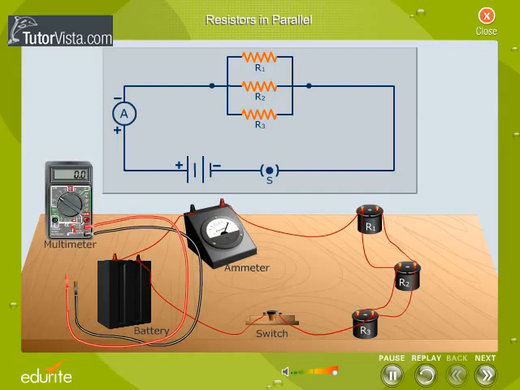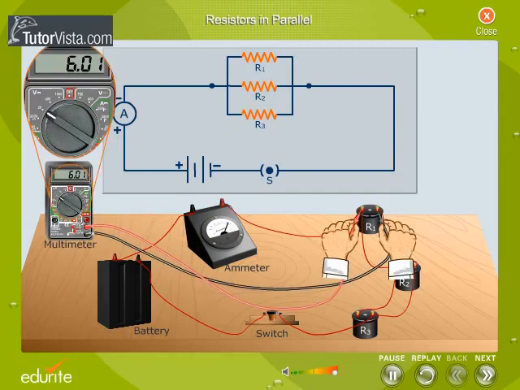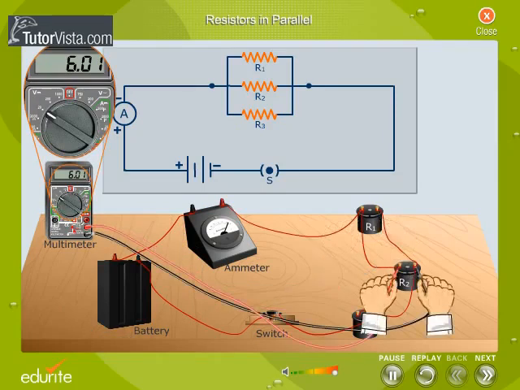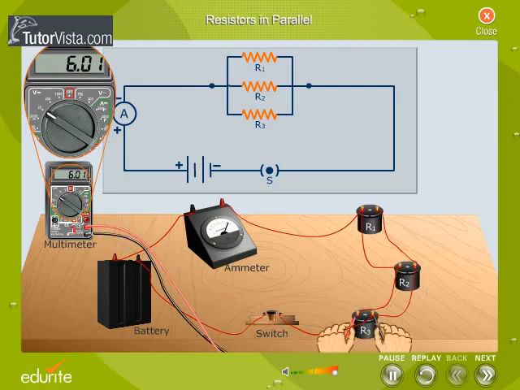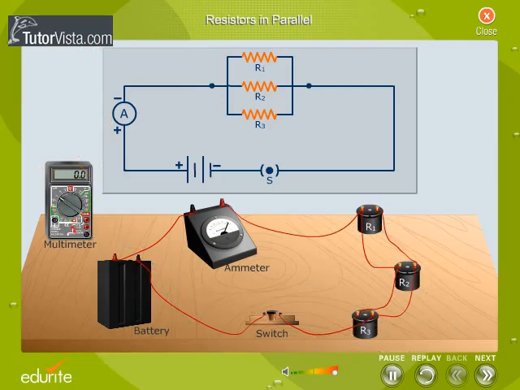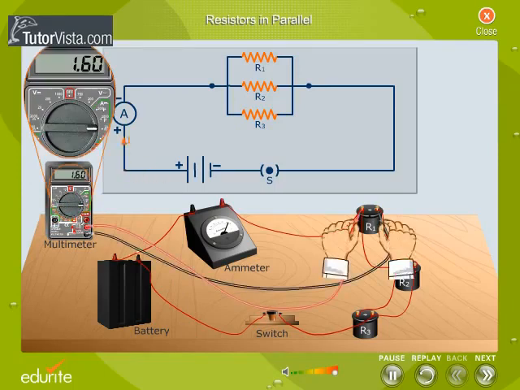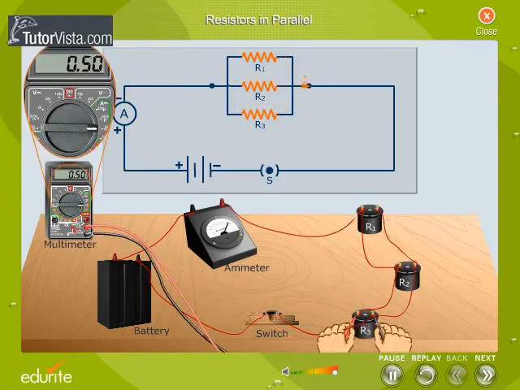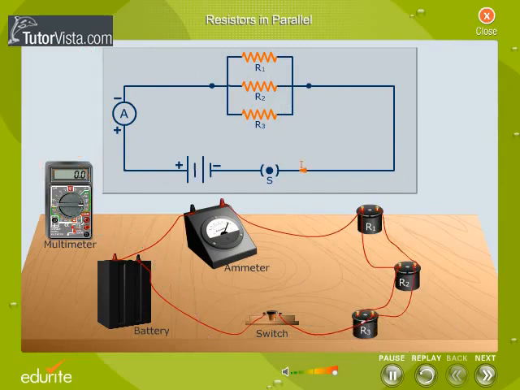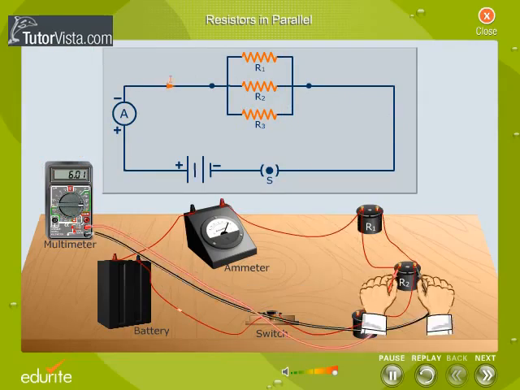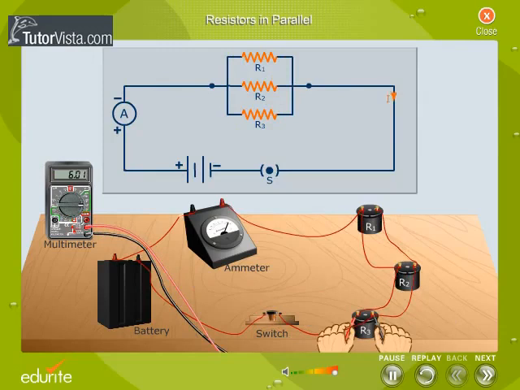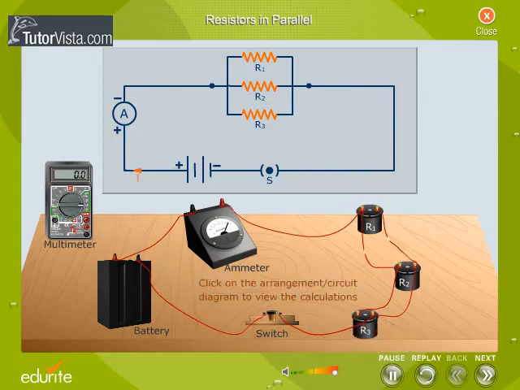Observe the multimeter reading when it is used to measure potential difference across R1, R2 and R3. Now observe the multimeter reading when it is used as an ammeter. What do you observe? The current flowing through R1, R2 and R3 is different, and the potential drop V1, V2 and V3 across R1, R2 and R3 is the same.